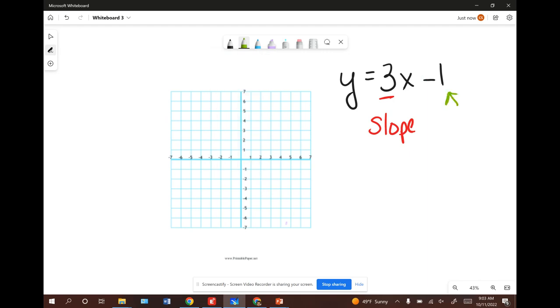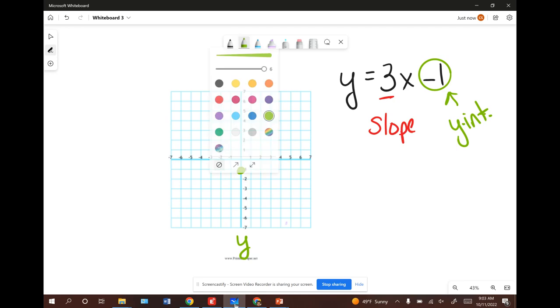So we'll identify him with green. That's your y-intercept. And make sure to take the sign with it. So when we're going to graph in slope-intercept form, the first thing we always look for is the y-intercept. And we're going to plot that on the y-axis. So the y-intercept here is -1, so I'm going to go to the y-axis, go to -1, and plot a point. That's always my starting point, the y-intercept.